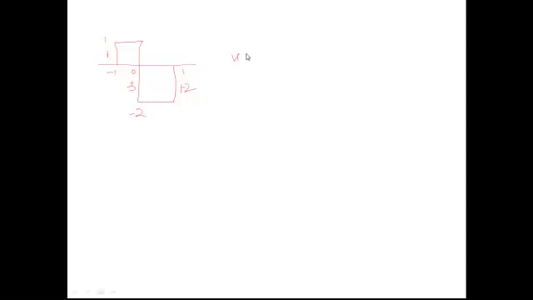So this can be written as u of t plus 1. Plus 1 because it's starting at minus 1. Then you can see the next amplitude change is happening. The signal change is happening at time t equal to 0, and the signal amplitude change is minus 3. So you will write it as minus 3 u of t.